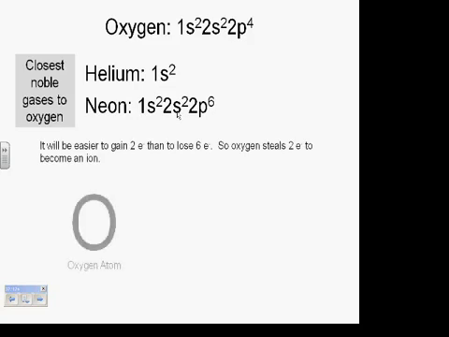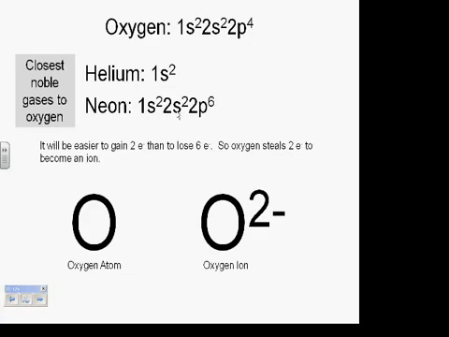So oxygen is just going to steal 2 electrons from whoever it bumps into, and it's going to go from being an oxygen atom into being an oxygen ion. In chemistry, when we write charges on things, we write them kind of like exponents. They're up in the upper right-hand corner, and that 2 minus means that it's got a negative 2 charge. That atom has gained 2 extra electrons, so now it's got 8 valence electrons, and it's got a very stable arrangement like a noble gas. But because it gained 2 electrons, now it's a negative 2 charge.